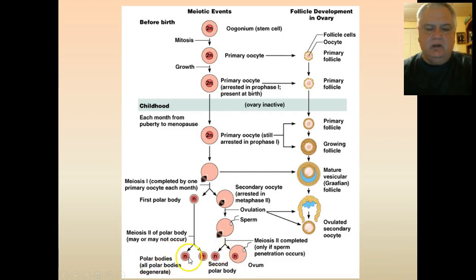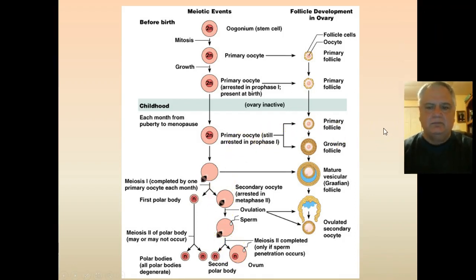Now, eventually, again, these polar bodies don't have very much cytoplasm, so they're all going to degenerate. And this ovum now, once fertilized by the sperm, will go on to form the zygote, the first cell of the new individual, and that zygote will begin to multiply, divide, go through the early stages of development, and ultimately form a fetus.